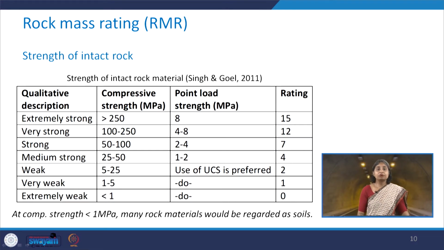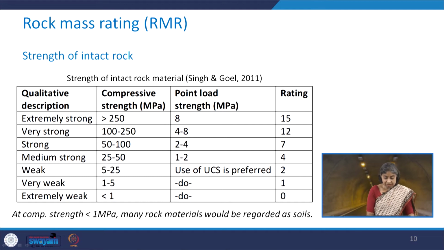So, let us take a look at how we assign the ratings to all these 6 parameters. First we will focus on these 5 parameters, we will assign the rating, and then we will try to find out what is the basic value of RMR, and then we will make the adjustment for the joint orientation. So, here is the table which gives us the idea of how on the basis of UCS of the intact rock, we can assign the rating to the first parameter and how these can be qualitatively described.